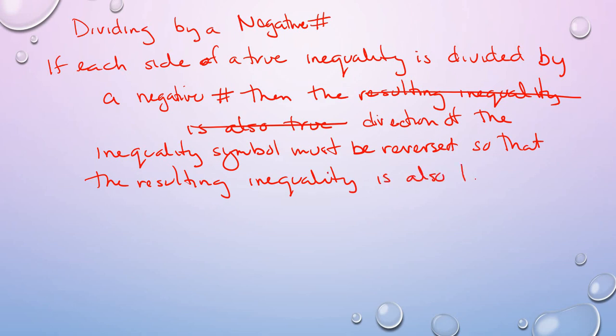So negative 4x is greater than 12. Since I'm dividing by a negative number, I have to flip the inequality and get x is less than negative 3. So when we're multiplying and dividing by a positive number, we're fine. We handle it just the way we did equations. But if we're multiplying or dividing by a negative, you have to flip the inequality in order for the statement to be true.